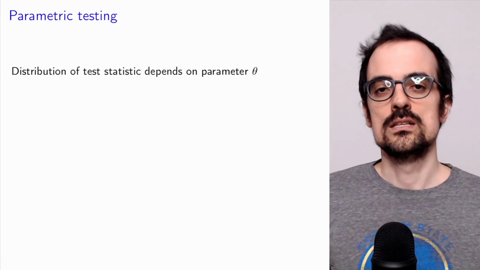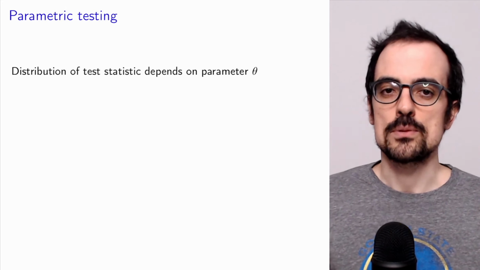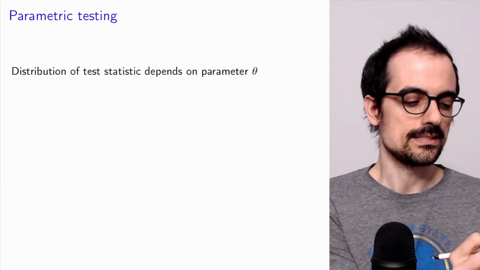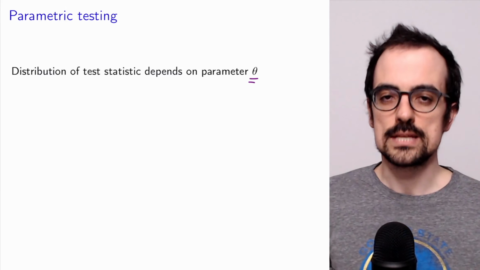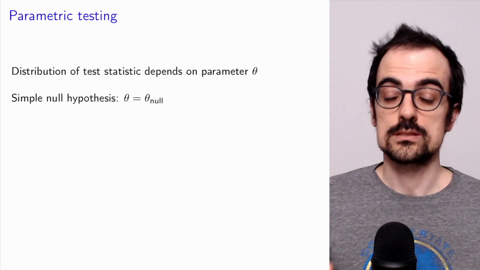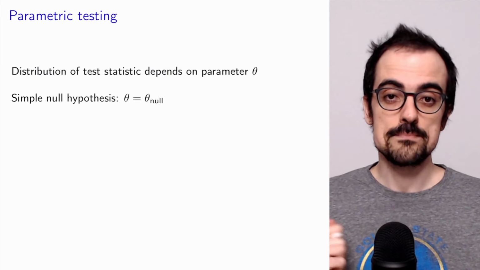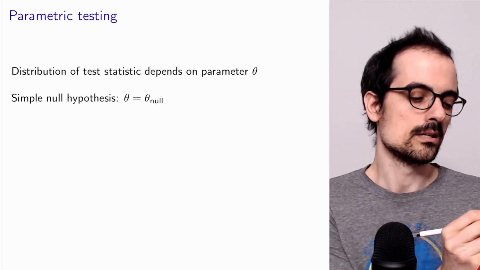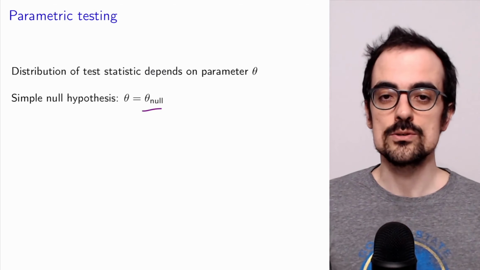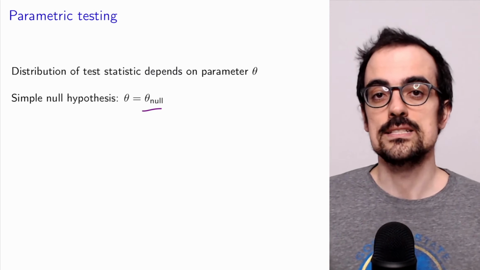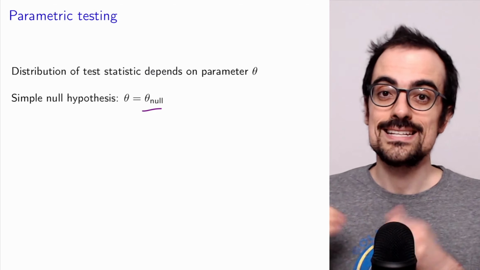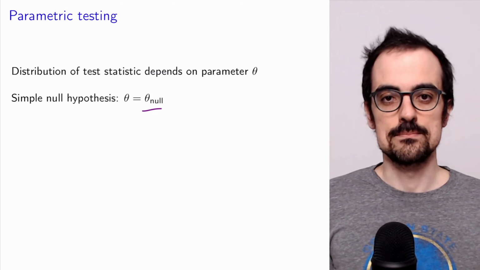In order to do that, we're going to be in the setup of parametric testing. So we're going to assume that the distribution of the test statistic depends on a certain parameter that we call theta. We're going to, at first, concentrate on simple null hypothesis, where the simple null hypothesis is that theta is equal to a specific value, theta null. In the case of Giannis's free throws, this would be that the percentage at home and away is the same. Okay, that would be our simple null hypothesis.